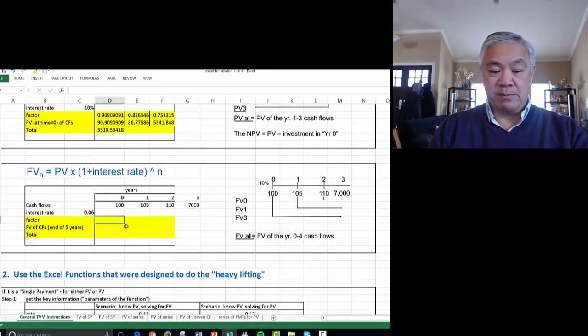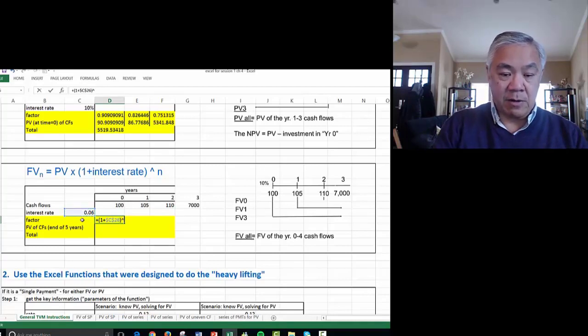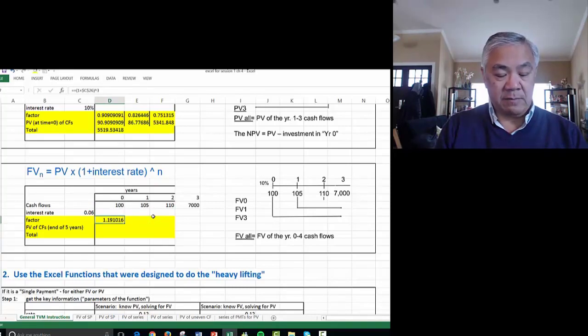So now the factor is plus 1, open parens, 1 plus the interest rate, let's lock it, F4, close parens, to the power of, in the first case, it's 3 years, because it's out from year 0 to year 1, 2, and 3, right? So it's 3 years. The next is, and I'll just copy it over and then adjust it. So I'm going to copy it over here, but I'm going to have to edit it because the second one is out for 2 years. F2 is the edit key.